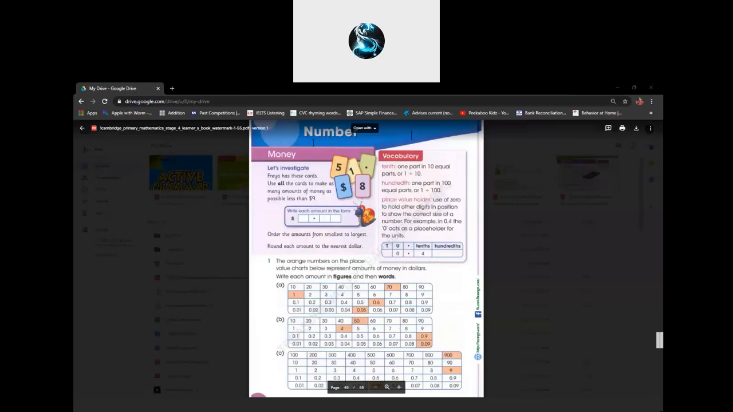Okay, so then I'm gonna do Let's Investigate. It says Freya has 3 cards. Use all the cards to make as many amounts of money as possible, less than 9. And here it says to order the amounts from the smallest to the largest. So I'm just going to do that while doing the numbers, and the smallest is 1.